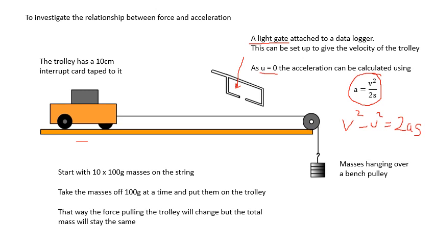The trolley has a piece of card, a 10 centimeter piece of card, and that breaks the light gate, and that lets the light gate and the computer work out the velocity of the trolley.